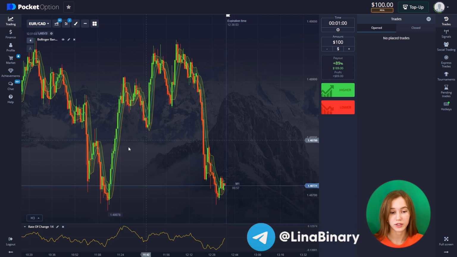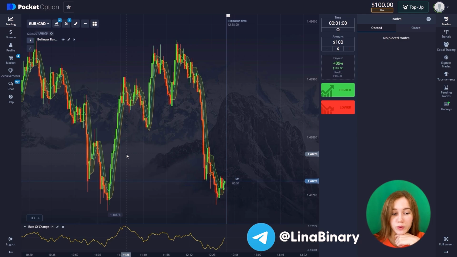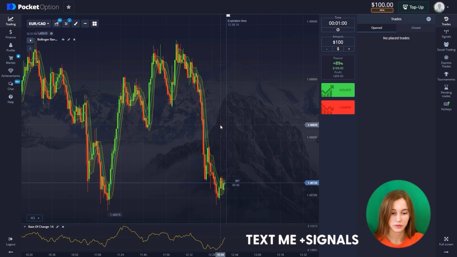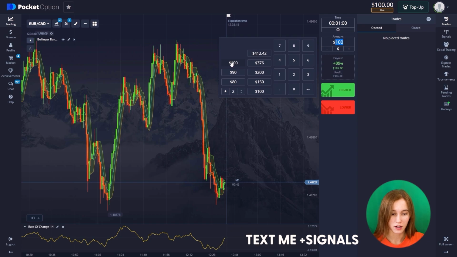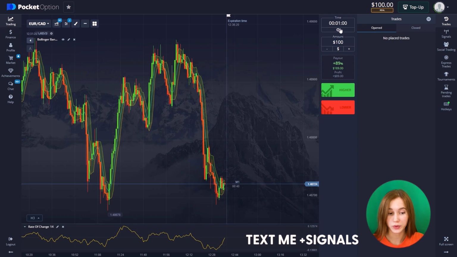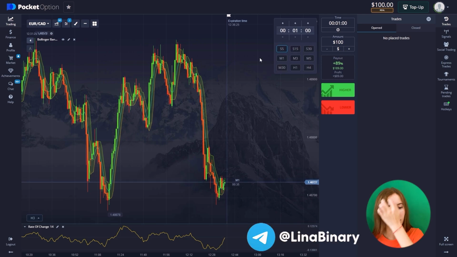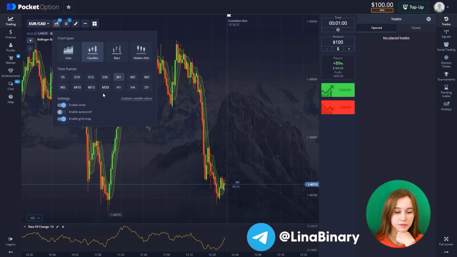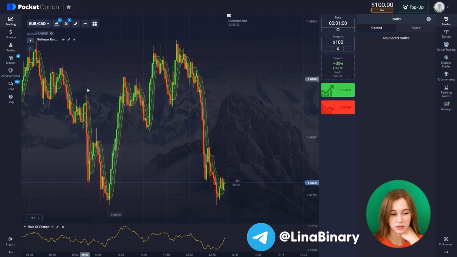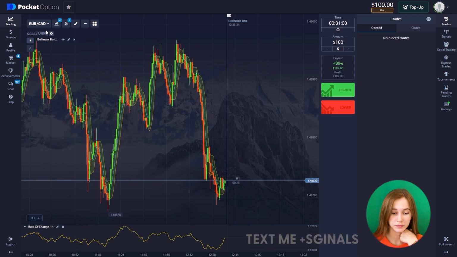So today we will trade in amounts of $100. Let's see what happens. Let's get started with our trading. The first thing we do is start setting up our trading space. Let's start. $100 our deal amount. 1 minute. 1 minute time frame. We also go to the settings to set up.